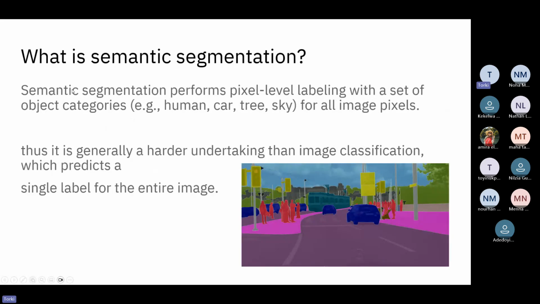So what is semantic segmentation? Again, it performs pixel level labeling with a set of object categories, for example, human, car, tree, sky, for all image pixels. Thus, it is generally a harder undertaking than image classification. Why? Because image classification is giving a label for the whole image, but semantic segmentation is giving a label for every pixel. So this example from a self-driving environment has cars, people, traffic signs, and so on. So this is what is meant by semantic segmentation.